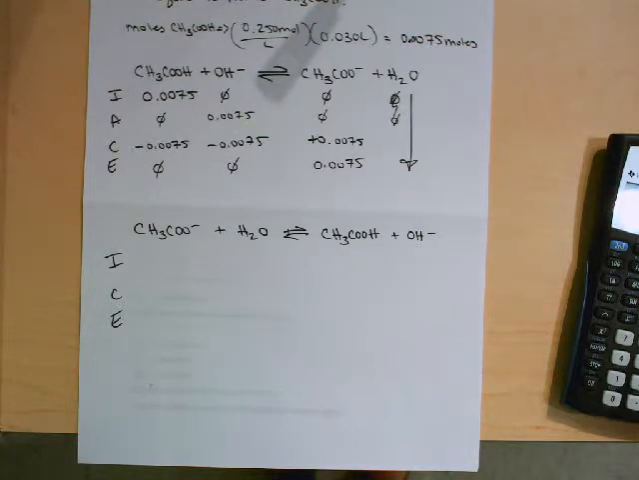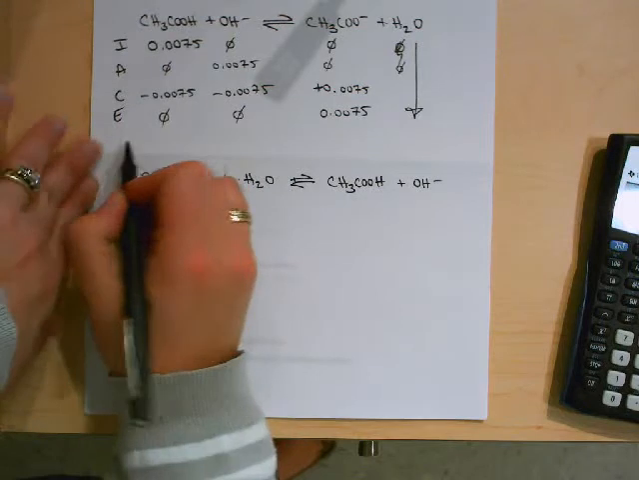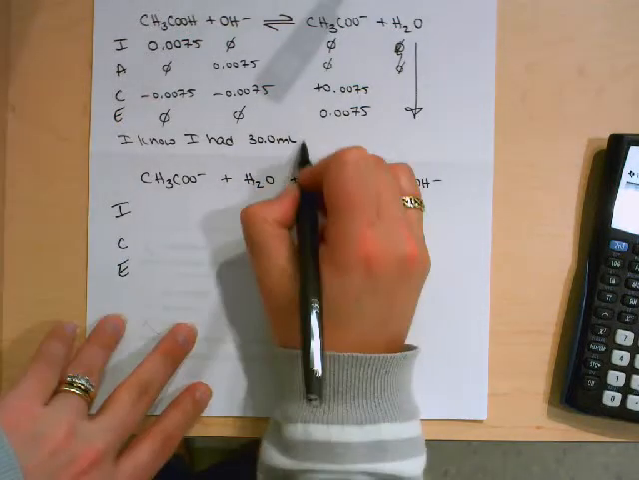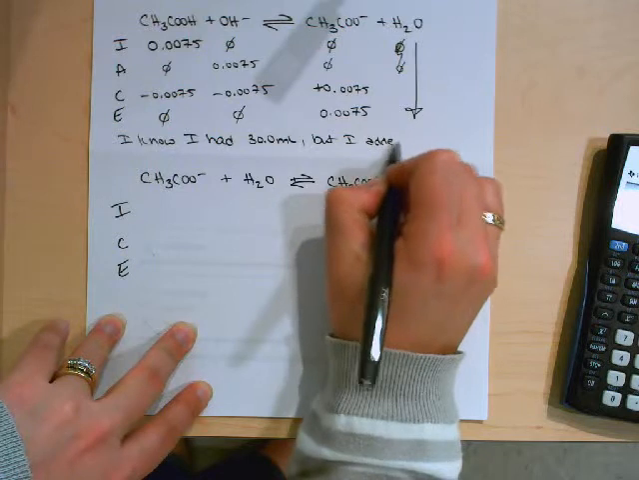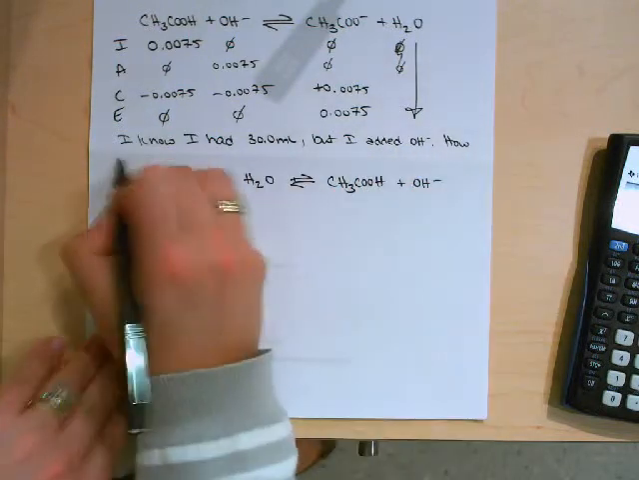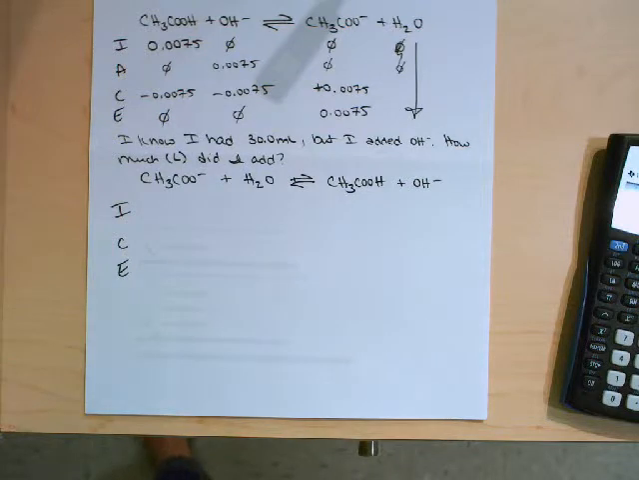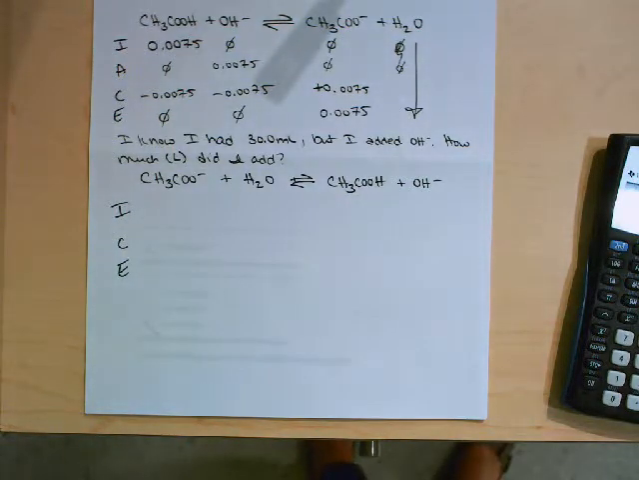Alright, so the question is, I know I started off with 30 milliliters of acetic acid, but I added hydroxide. So I need to figure out how many milliliters of hydroxide I added to find my new volume. Right, so that's the question you're asking. I know I had 30 milliliters, but I definitely added hydroxide. So I need to figure out how many milliliters of hydroxide I added before I can do the second ICE chart.